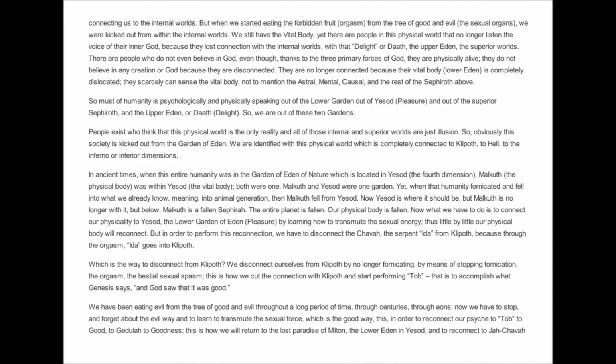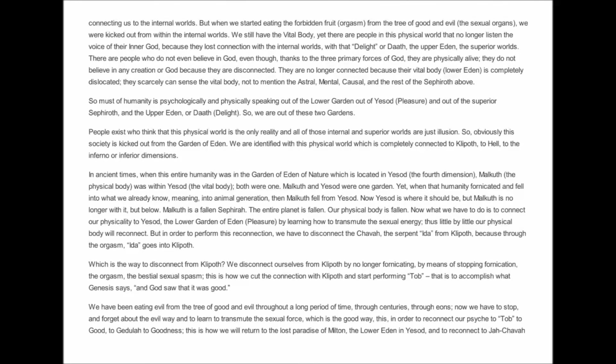And to the brain he said, which is Adam, because thou hast hearkened unto the voice of thy wife, because thou hast hearkened unto the voice of your sexual organ, and hast eaten of the tree of which I commanded thee, saying, you shall not eat of it. Cursed is the ground, the physical body, for thy sake. In sorrow shalt thou eat of it all the days of your life. Etc., etc.